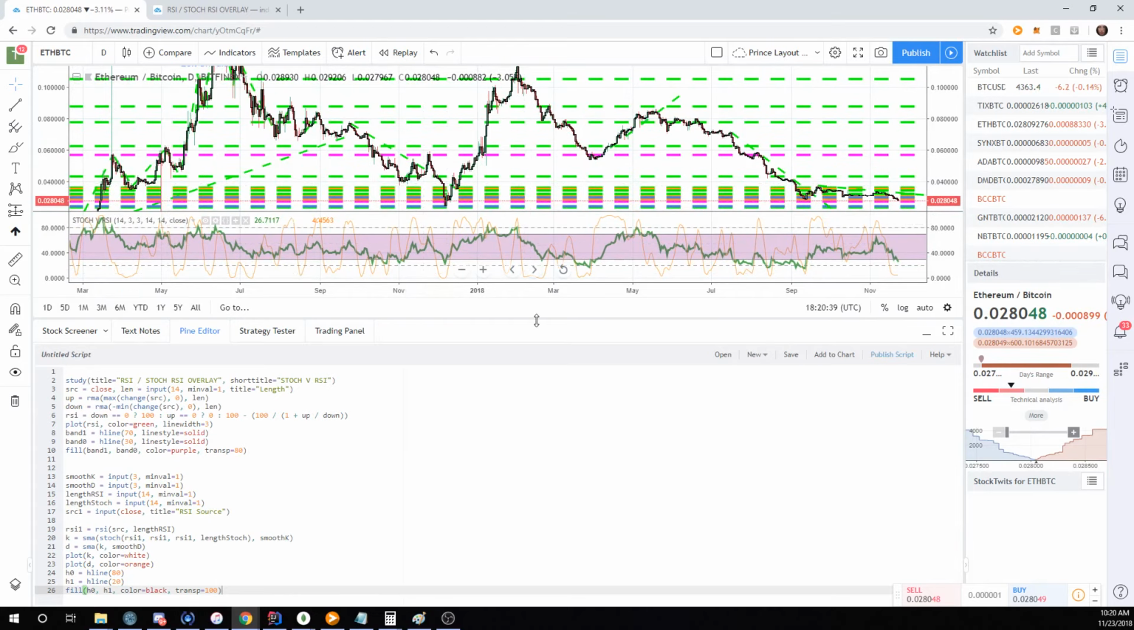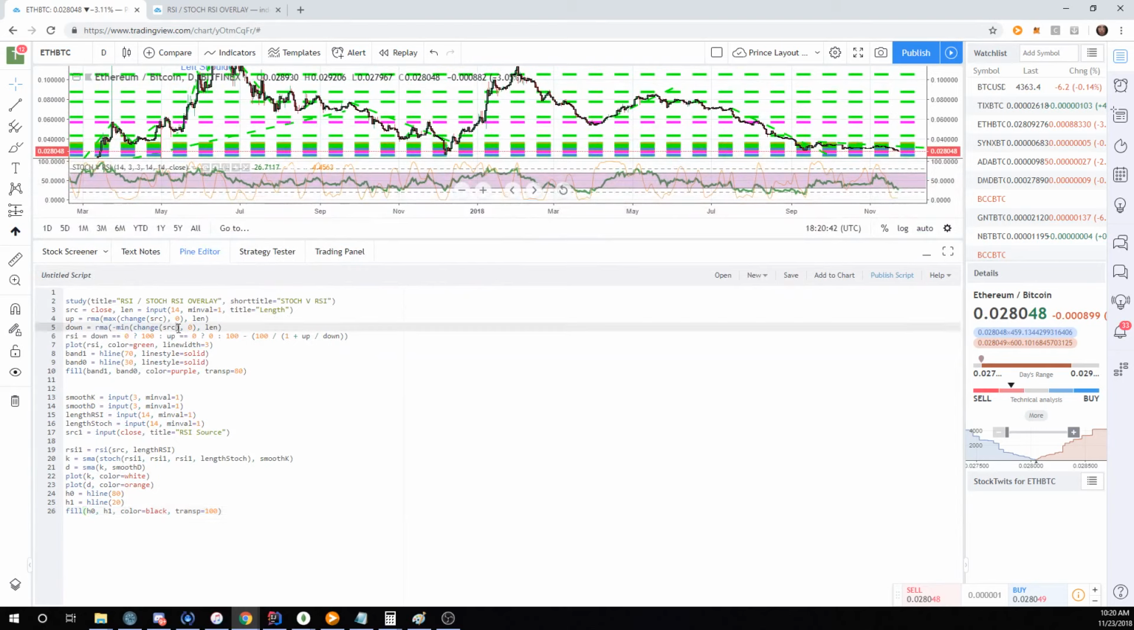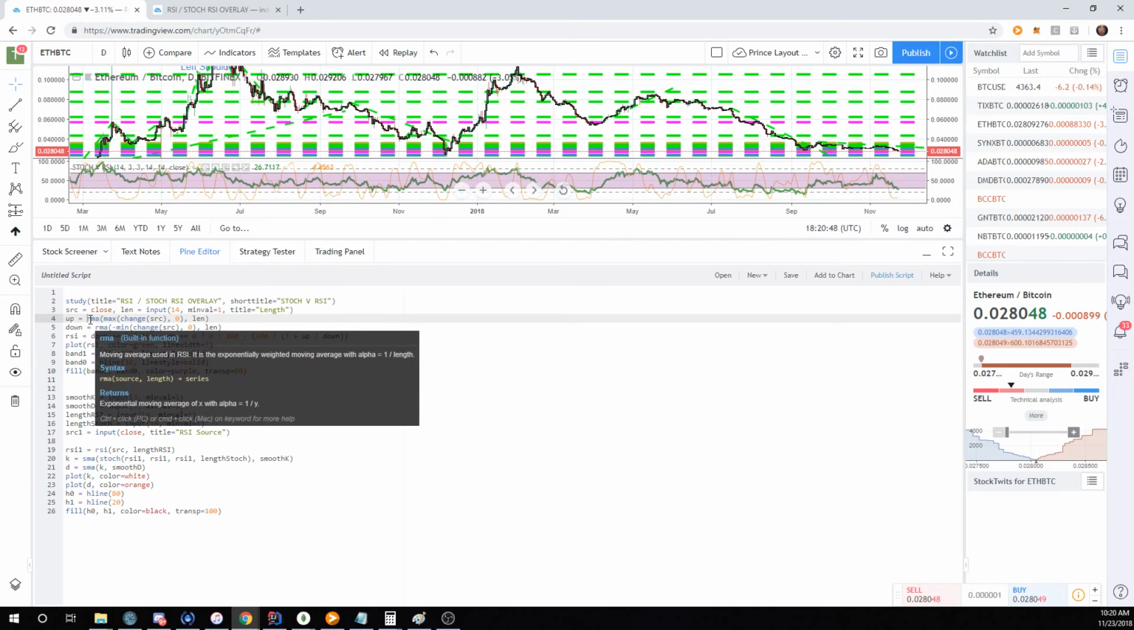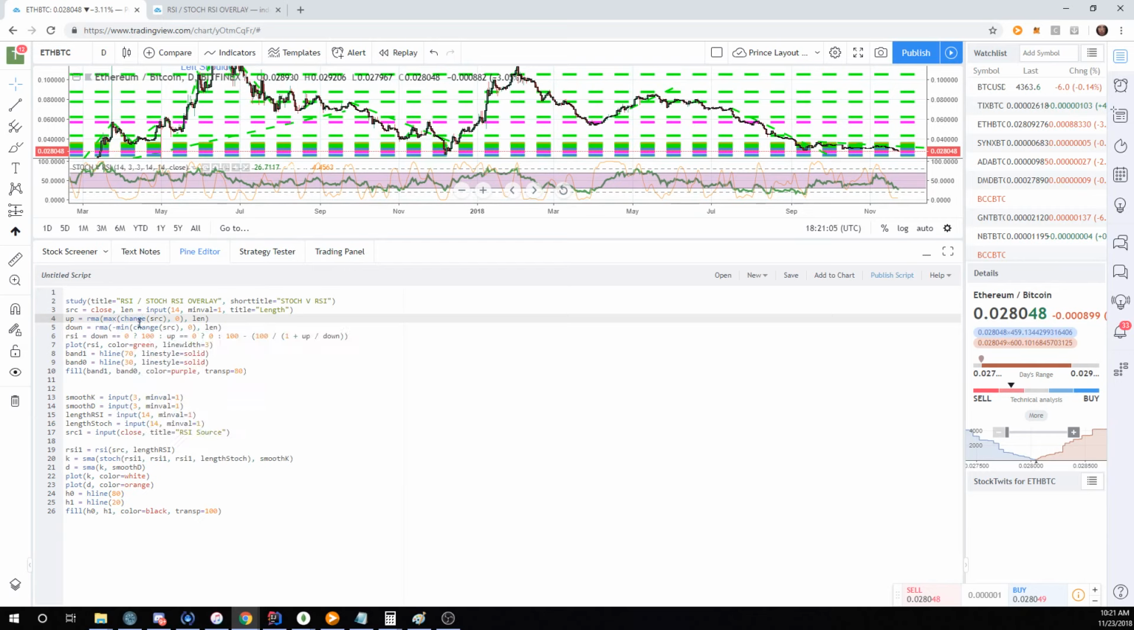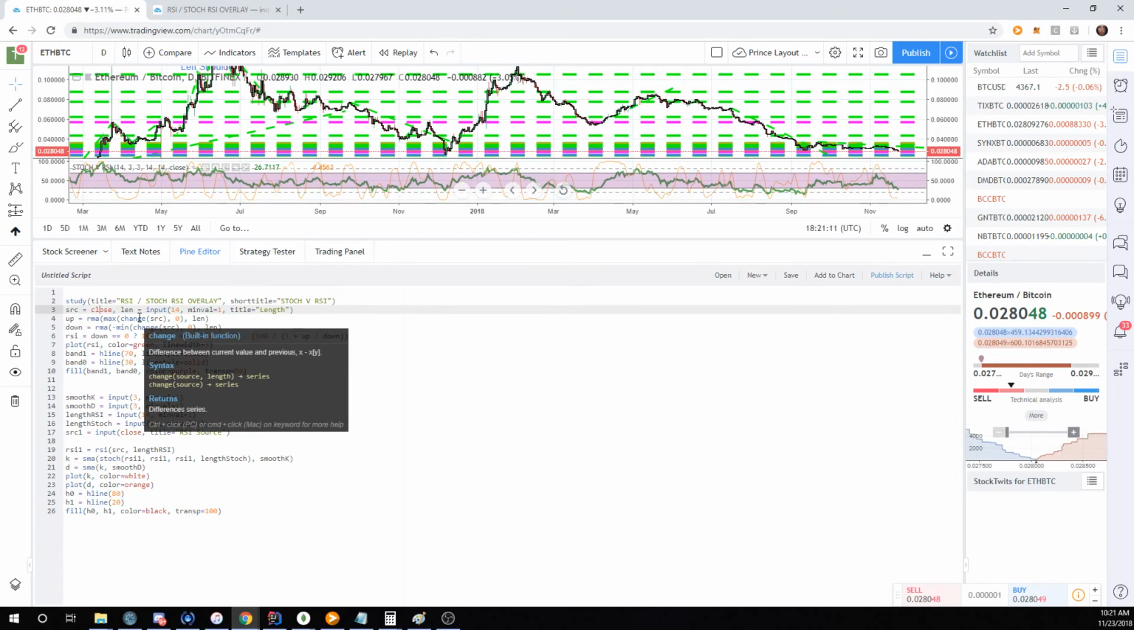Okay. So what are we doing here? We are taking the... What is RMA? RMA is the moving average used in RSI. It is an exponentially weighted moving average with alpha of 1 over length. Okay. And then max is the greater of two values, so either the change or 0 of SRC, and SRC is close. And change gives us the difference between the current and previous x and x minus y.